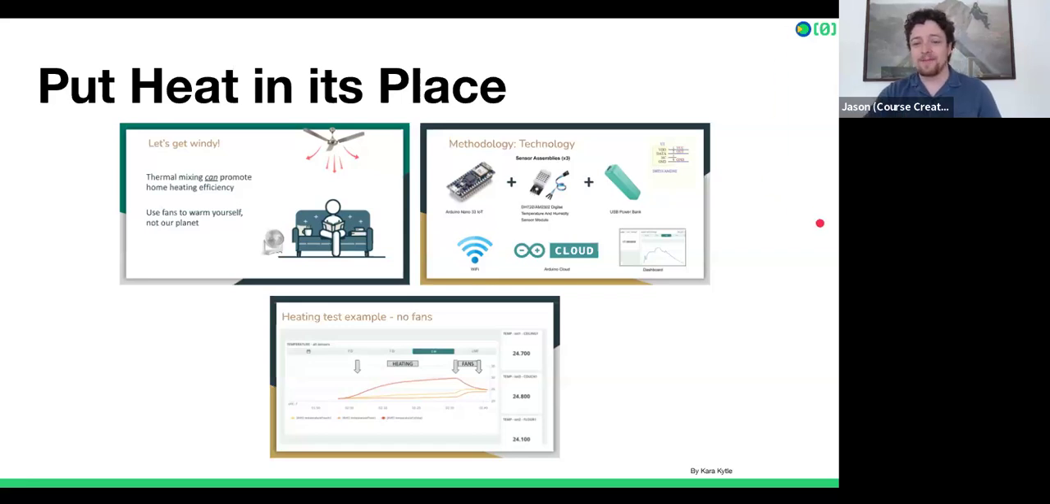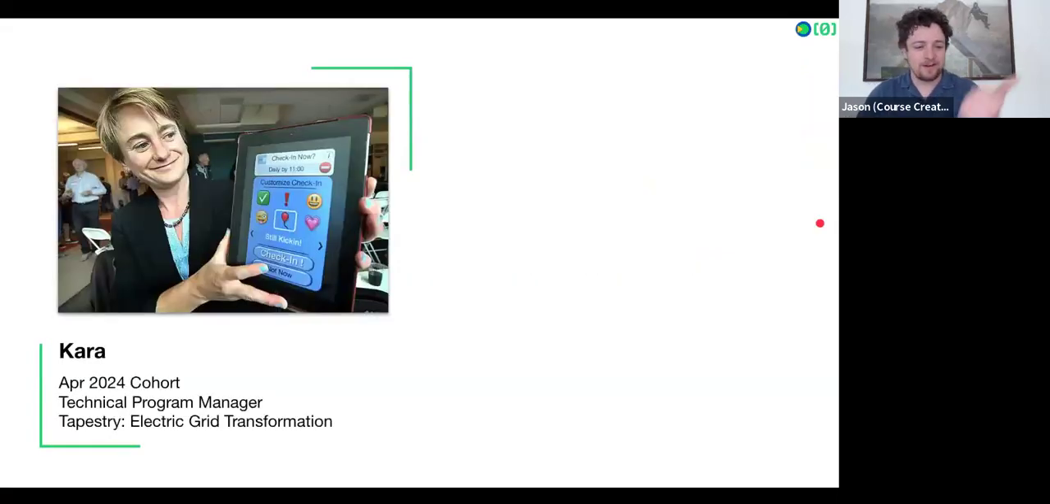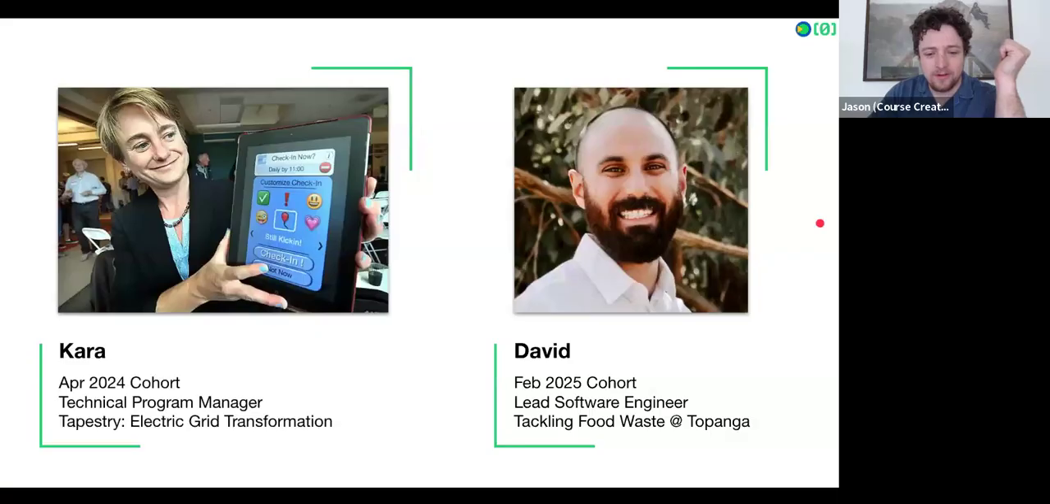We also have David Huff-Fanoni from our 2025 cohort. Kara was on our April 2024 cohort. She's a technical program manager. She's now moved on to Alphabet's Moonshot project in electric grid transformation, which is called Tapestry. And then David is a little bit more recent of a student, February 2025 cohort. So that's just 1 year ago. He is now a lead software engineer at Topanga, where he is working on tackling food waste. So excited to have these two alumni here. Looks like we'll have plenty of time for questions for them.